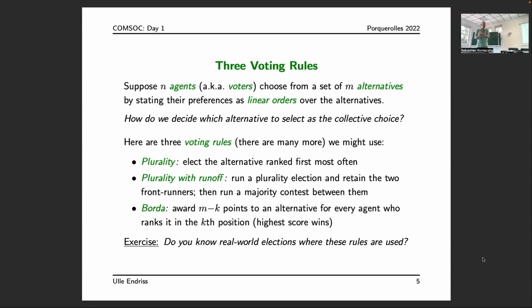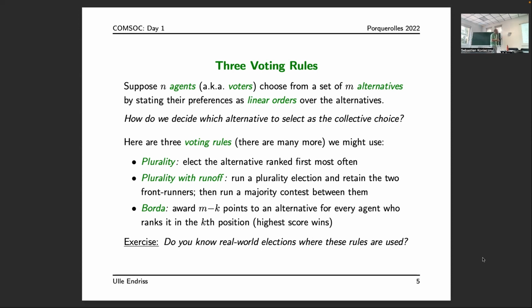I'm not aware of big political elections where the Borda rule is used, but it's actually very, very popular in medium important elections. If you have some professional society of electrical engineers or something, probably they're going to elect the president with the Borda rule. So this is very typical. It's used in practice. All of them are used in practice.